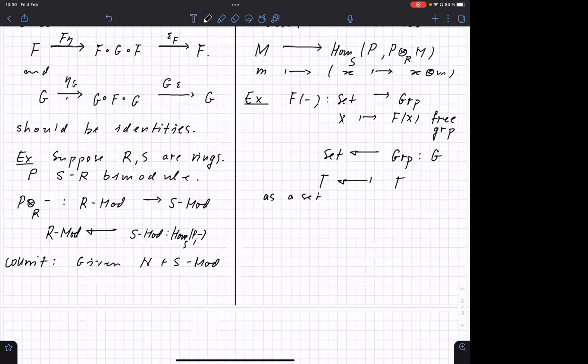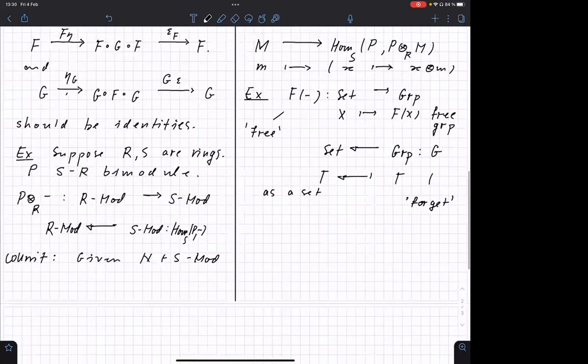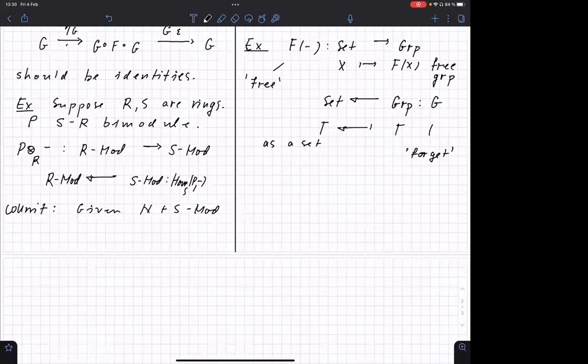This is called free. And this is called forget, because you forget that you have a group structure and just remember that you have a set. And the claim is that these form an adjoint pair. So I have to give you the unit and counit. The first thing I could do is G of gamma and then F. So this is going to be the counit.